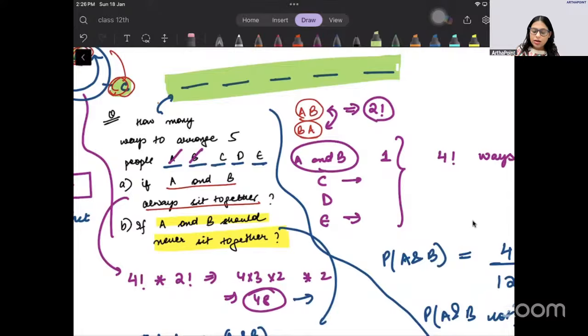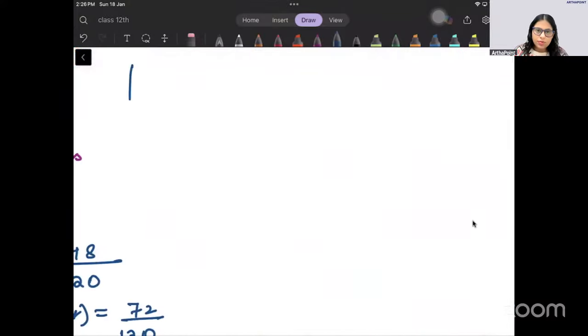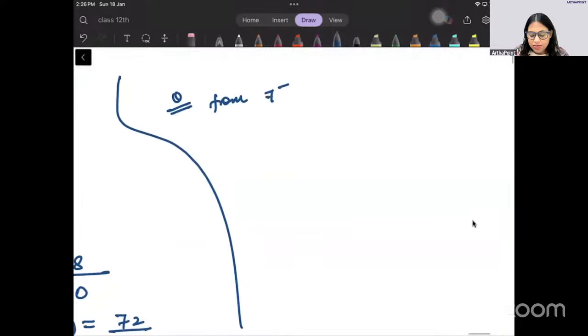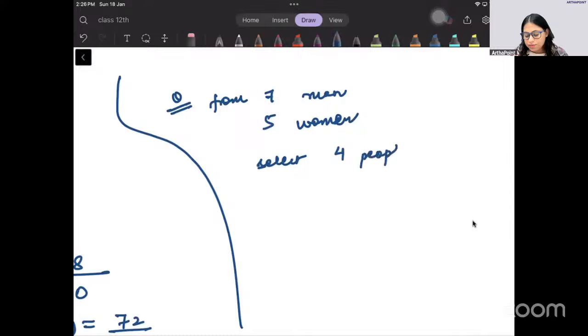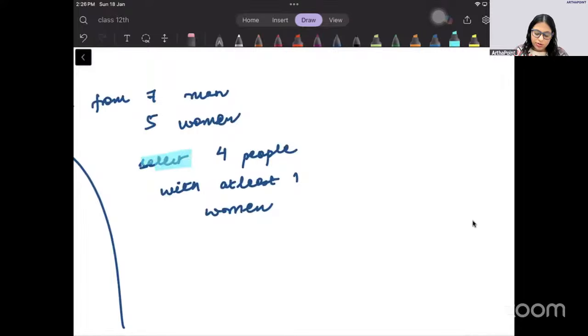ठीक है. Now let's move on to next question. So from 7 men and 5 women, select. Let's form a committee of say 4 people with at least 1 woman. Arrangement नहीं है, selection है. You need to select 4 people with at least 1 woman. Do it.